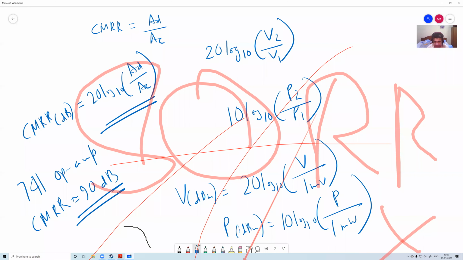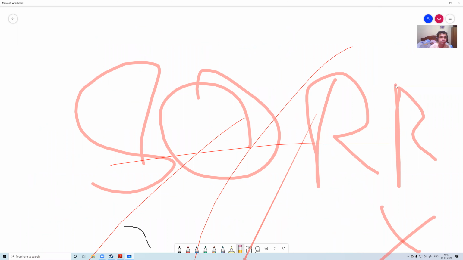The last topic of op amps, and then we will do something else. So what is slew rate? Just 1 second. Now please clear this. Is it possible to clear this?